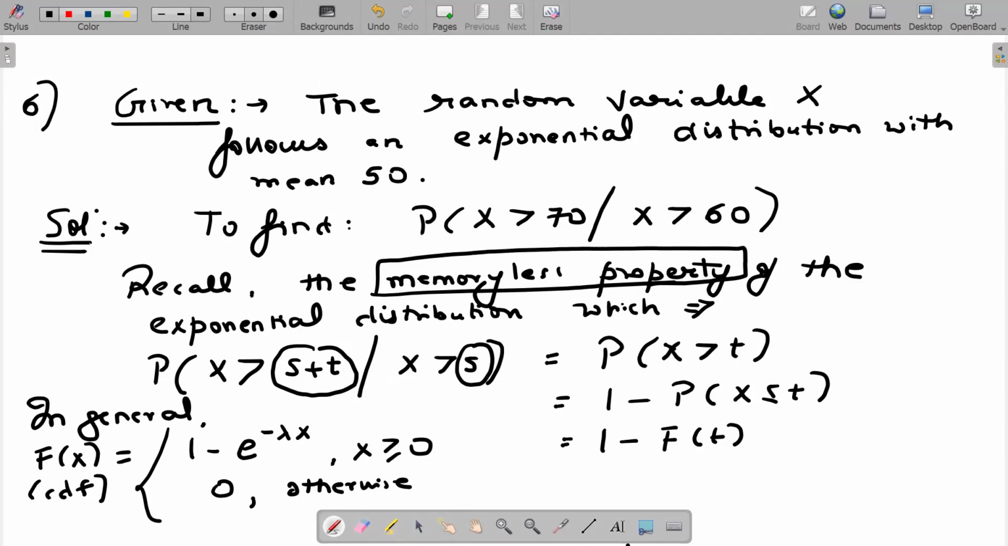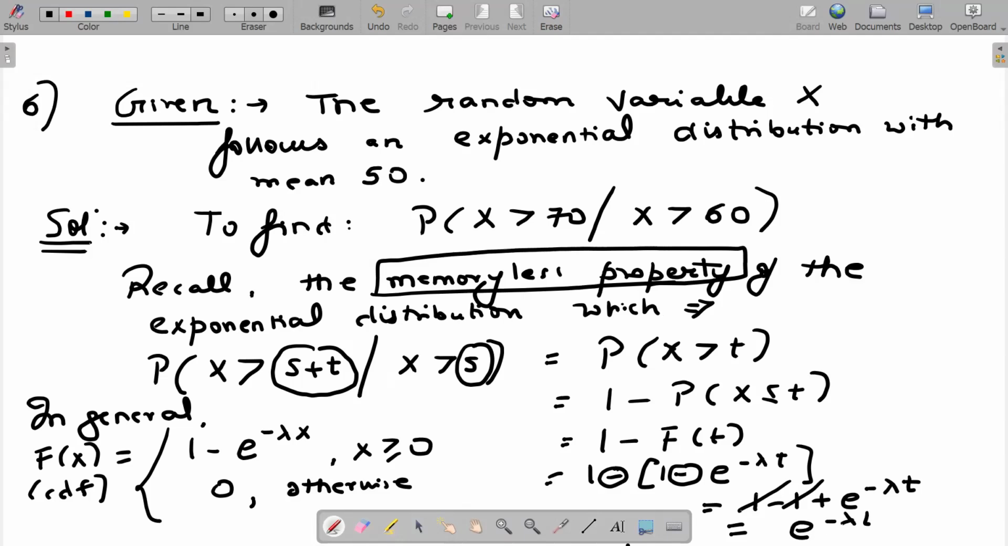So what will F of t be? F of t will be 1 minus e to the power minus lambda t. If I open up and solve this, it is 1 minus 1, and this minus and this minus make it plus e to the power minus lambda t. 1 and minus 1 cancel, and I get e to the power minus lambda t.